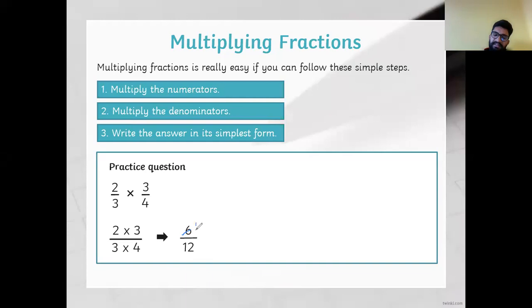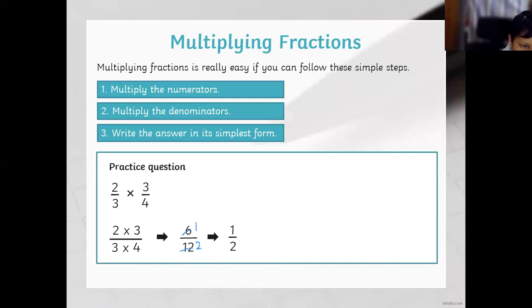Okay, 6 times 1 is 6. 6 times how many is 12? 6 times 2 is 12. So what is your answer here now? 1 by 2 is your answer. Look, 1 by 2 is your answer. These are the rules.